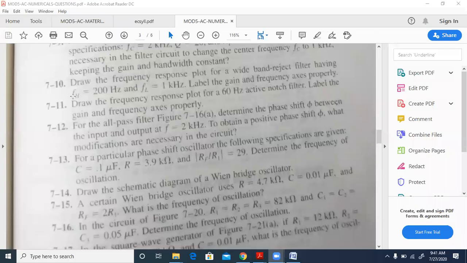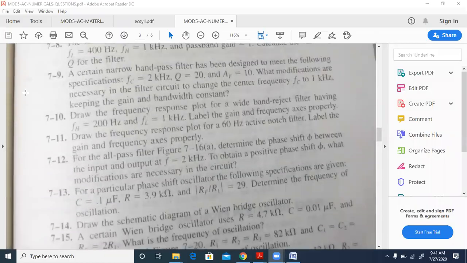So in the last class, we discussed 7.9, which is the narrow band pass filter. Now we'll take up 7.10. Draw the frequency response plot for a wide band reject filter having FH equal to 200 Hz and FL equal to 1 kHz. Label the gain and frequency axis properly.